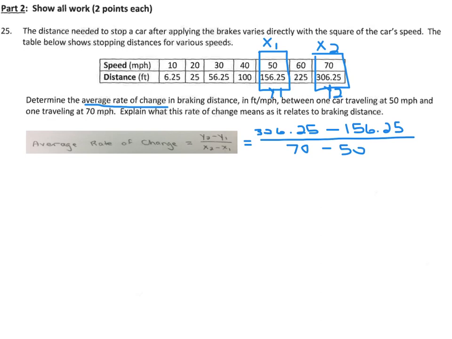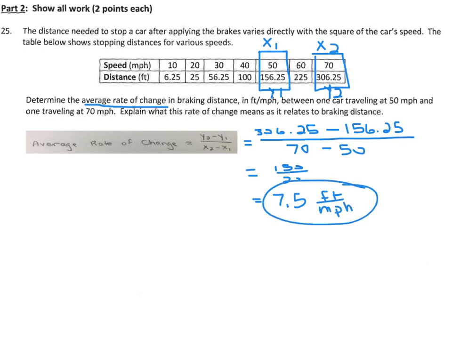Alright, so if we subtract the numerators, that gives us 150. And if we subtract the denominators, that gives us 20. So when we divide those, we get 7.5. And the units would be feet per miles per hour. Okay?